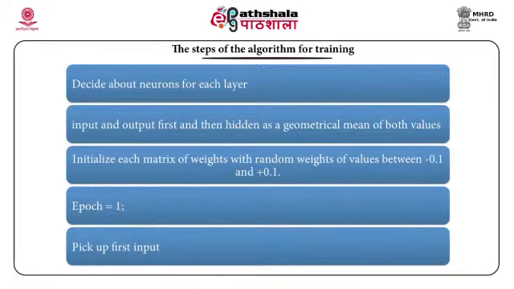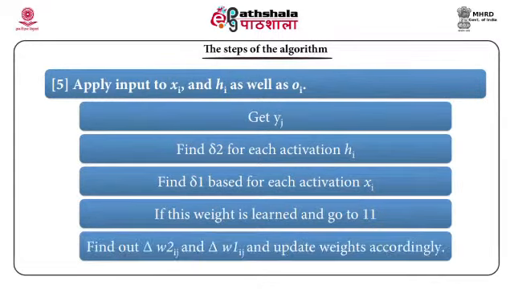We begin with our epoch as 1. And now you pick up the first input. For that input, obviously all I values you just provide to the xis, and you let the hi be calculated. You know how it is calculated. OJ are also calculated. Find errors.